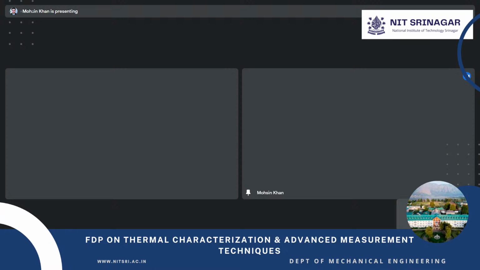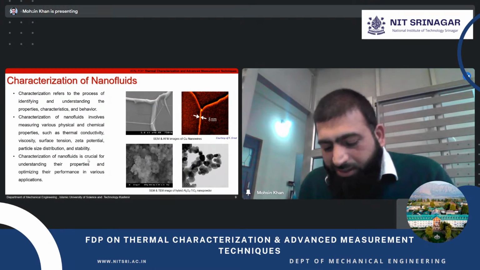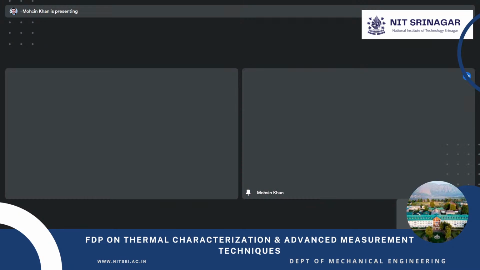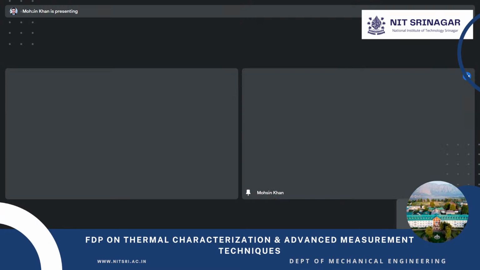Then the characterization of the nanofluids. It is a very important characterization. The characterization of nanofluids basically includes the process of identifying and understanding the properties, characteristics, and behavior of the nanofluids. Whenever we mix a fluid with some particles, we should expect a change in its behavior, characteristics, and properties. So, in order to quantify that property, that characteristic, and that behavior, we use certain characterization techniques.